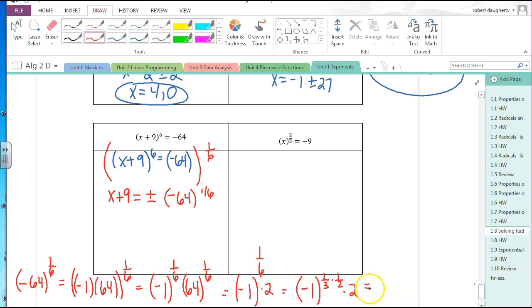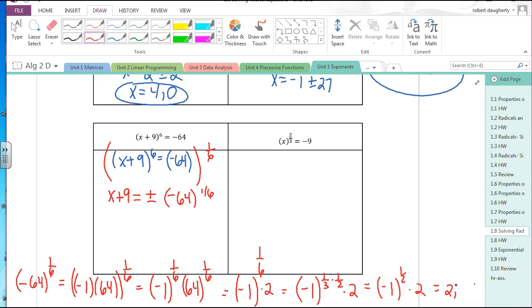So this is negative 1 to the 1/2 times 2. What does raising to the 1/2 mean? Square root. What's the square root of negative 1? i. You guys act like it's a defeat. Yes.